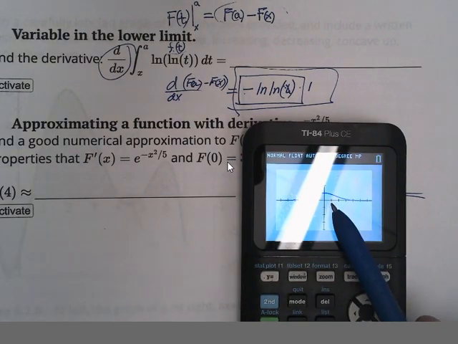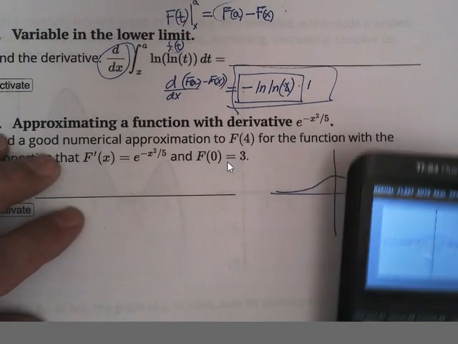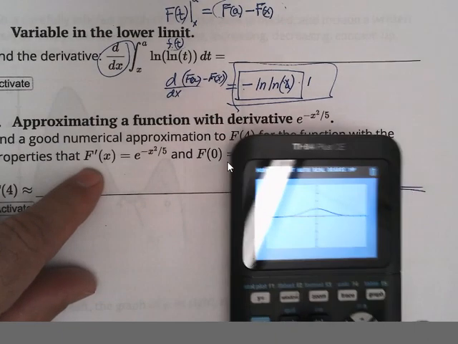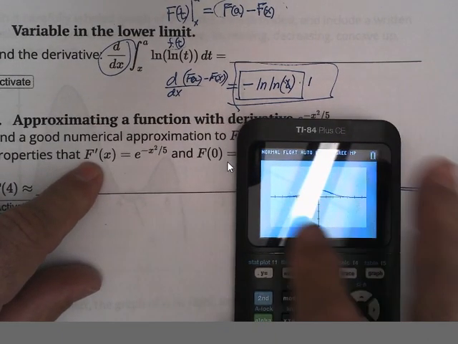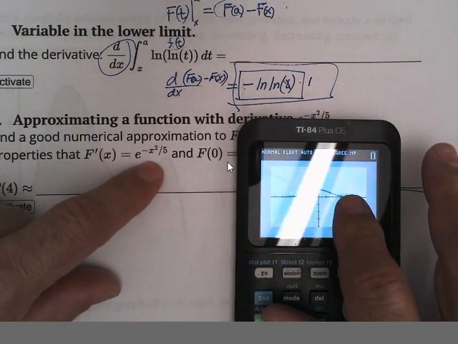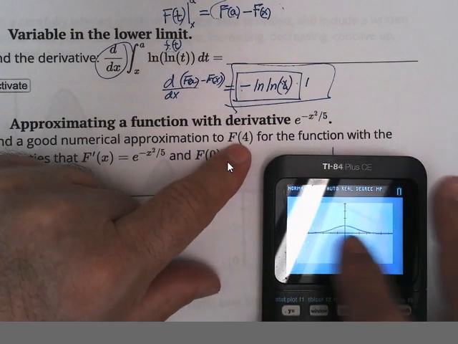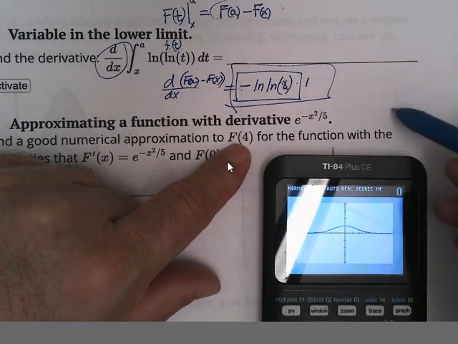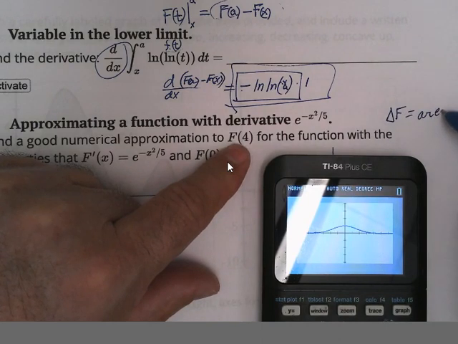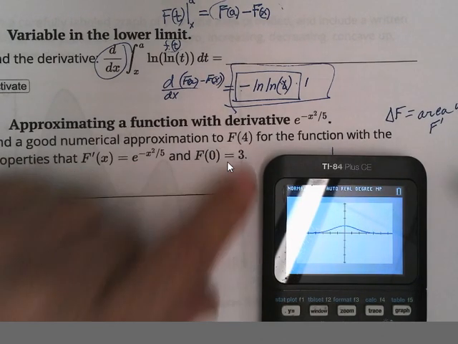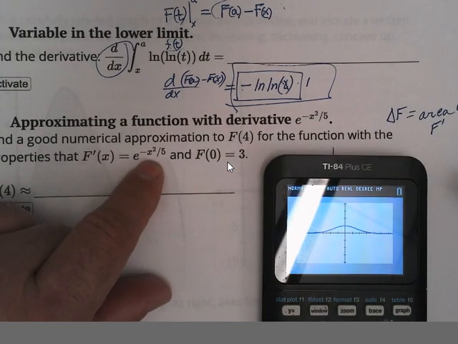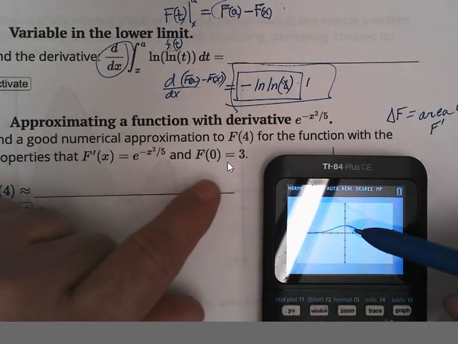If you got an older calculator, it won't go up far enough, and you'll have to widen it out to see it up to 4. But 0, 1, 2, 3, 4. We can see all the way up to 4. Now, if that's the derivative, then f is the area, the change in f. The change in f is equal to the area under f prime. Well, if that's f prime, and we want to find how much it changes.